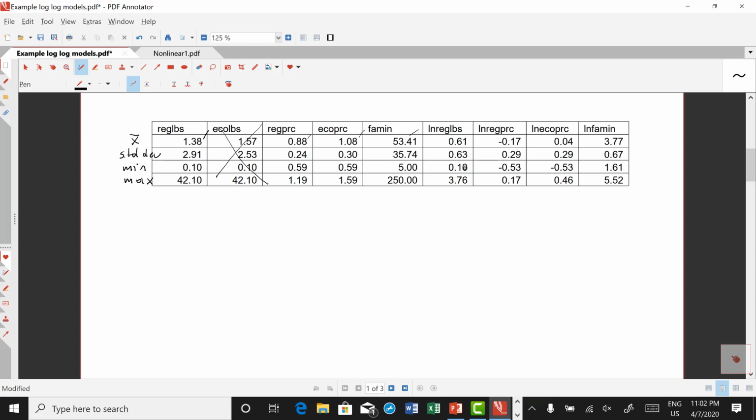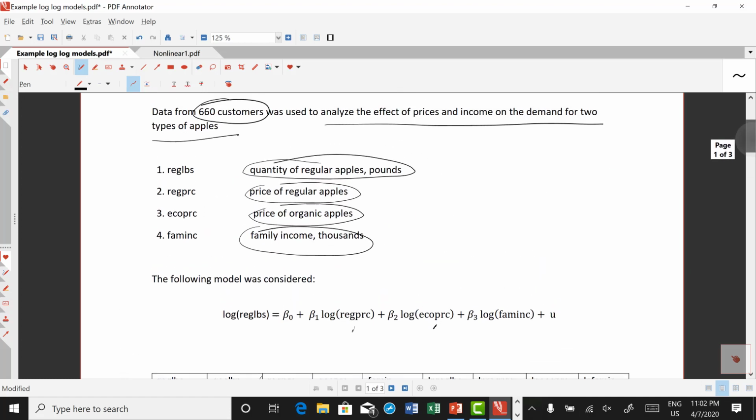So again, when you think in terms of logs, it's kind of hard to understand what's going on. It's easier to think in terms of the original values of the variables. The minimum quantity demanded is 0.10 pounds and the maximum 42. The price for regular apples, minimum 0.59, maximum 1.19. Prices for eco-label apples, minimum 0.59, maximum 1.59. Family income, the minimum is $5,000. This is in thousands of dollars, by the way, and the maximum $250,000 per year.